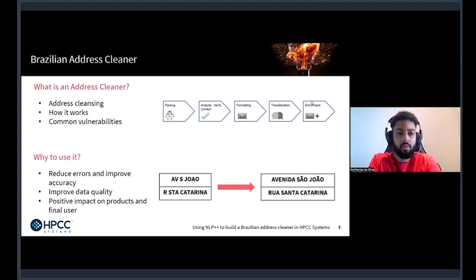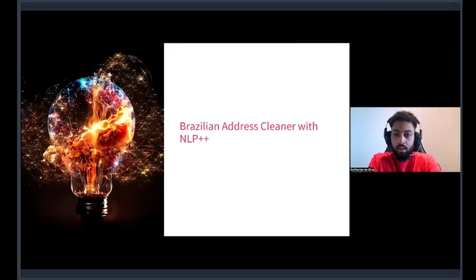So why use an address cleaner? To reduce errors and improve accuracy, to improve the data quality, and it fixes errors and corrects formatting issues. So the consequence is a positive impact on products and final users in several ways. So now let's talk about the protagonist of this presentation, the Brazilian address cleaner with NLP++.